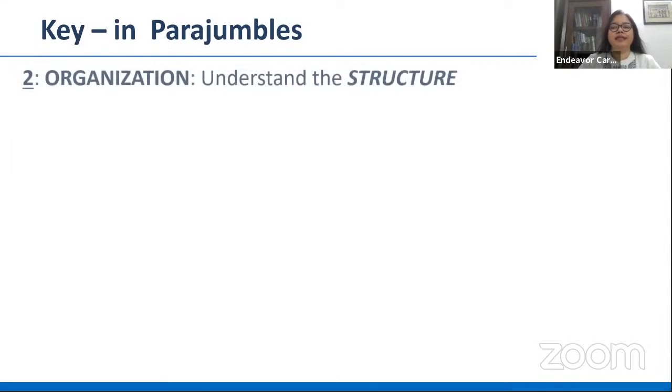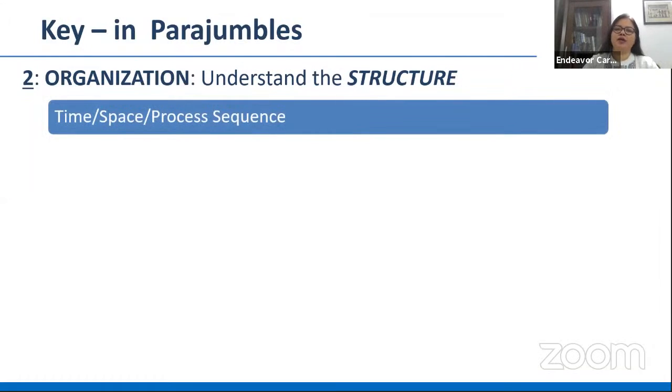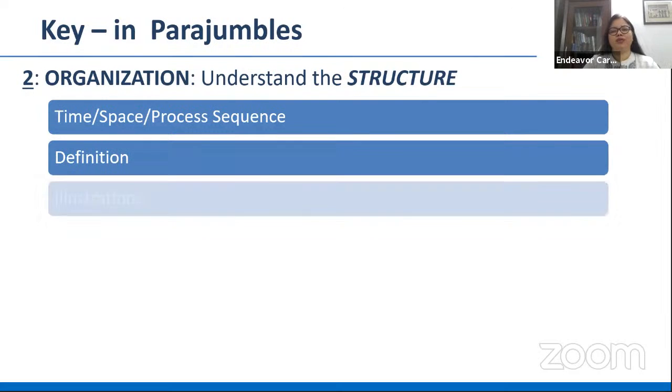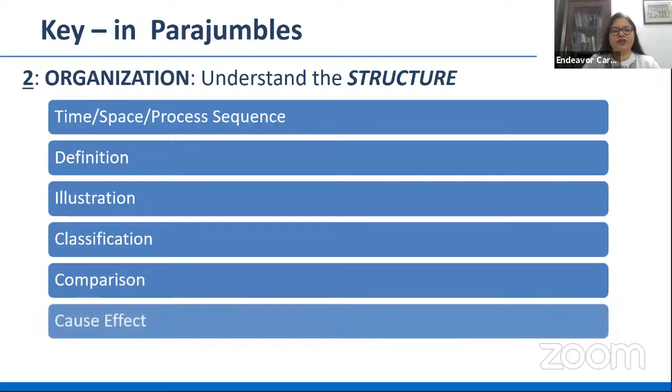Now, the second point regarding parajumbles, particularly key in parajumbles that we want to understand, is that the structure of a paragraph helps us, right? Not, as I told you, not every parajumble is a complete paragraph given. But the more I'm able to understand how ideas are normally structured in a paragraph, the better I'm able to relate to things. Okay. So when you talk of structure or organization of a paragraph, multiple things come up.